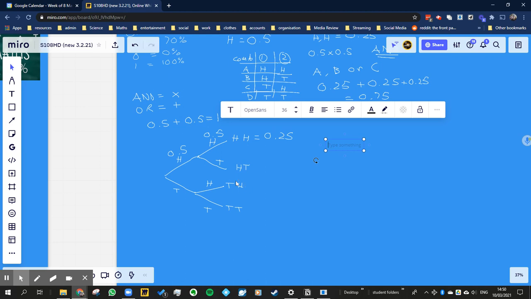We could also do a tree diagram in that case, but again, there's not much point, is there? Because all the probabilities are the same. We can visualize it fairly quickly. Let's have a look at something that doesn't.